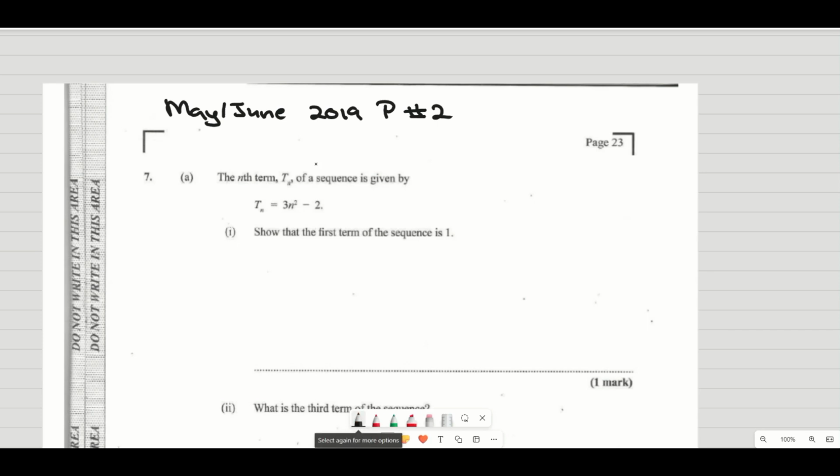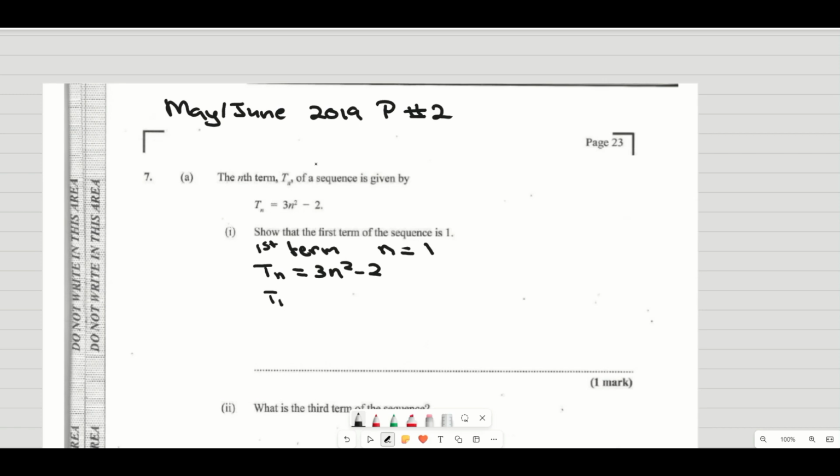So if they tell you the first term, that means that n is equal to 1. If they said the second term, that would mean n is equal to 2. So we know that n is equal to 1, and you're putting it in this formula. Tn is equal to 3n squared minus 2. So wherever we see n, we're going to put 1.